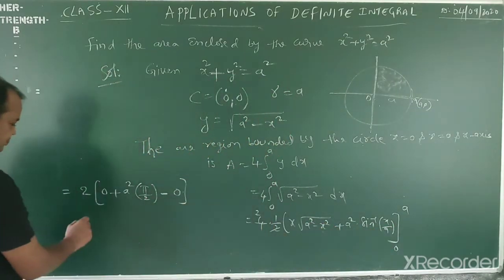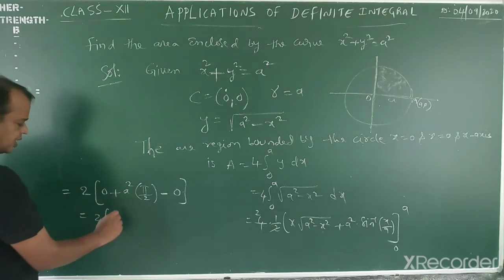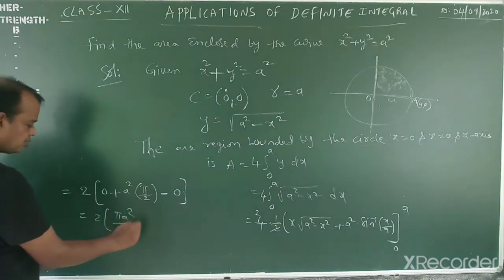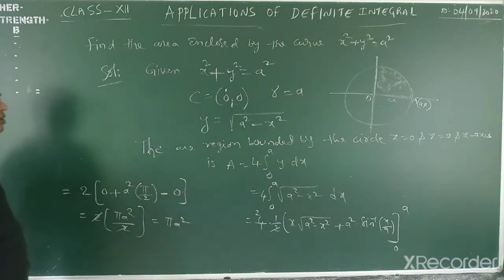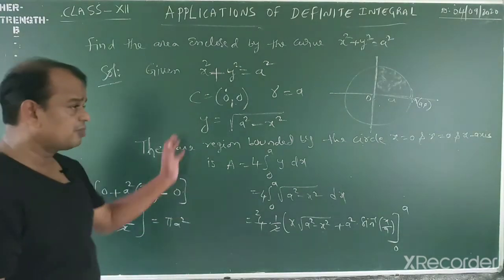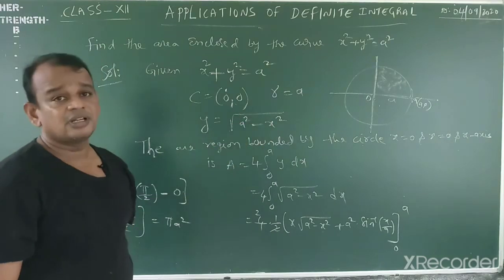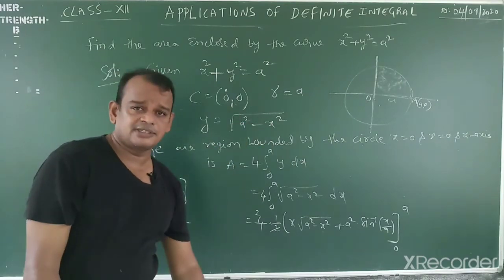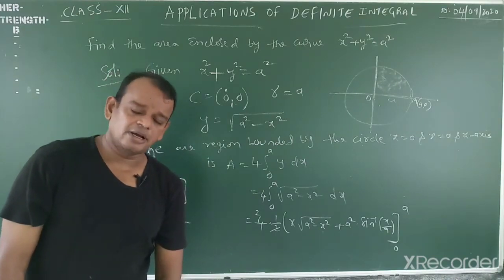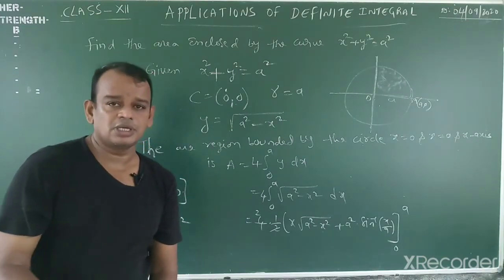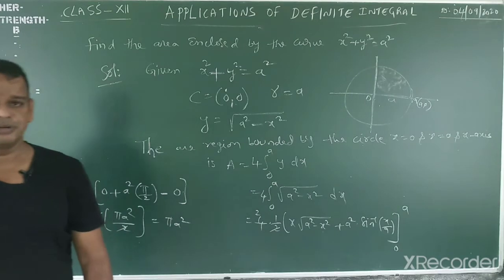What happened in this one? 2 into pi a square by 2. The 2 cancels, that is equal to pi a square. Now we know that the area of the circle is 100% pi a square. We get the pi a square. This type of question is asked from the examination point of view. Okay, my dear students, by using the applications of definite integrals, you have to prove that. Next, we are going to the next problem.